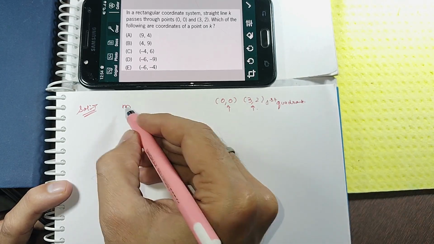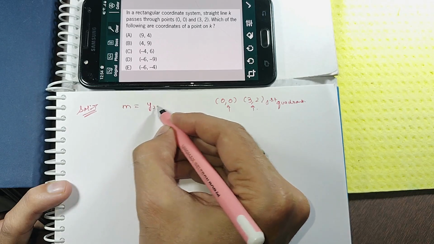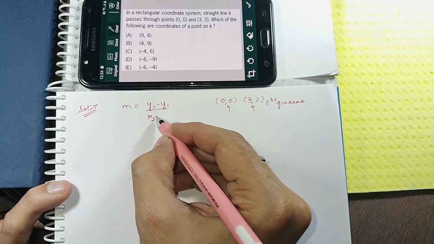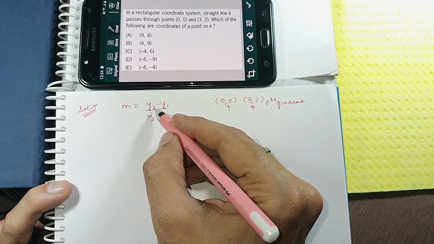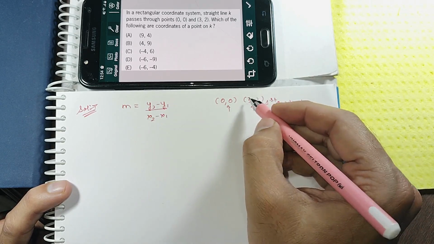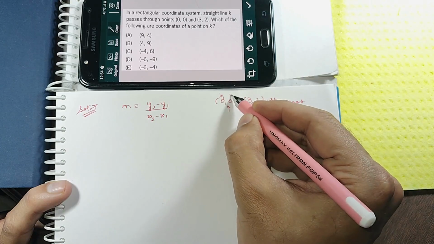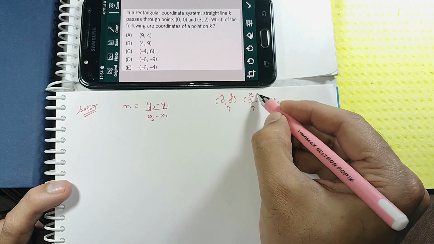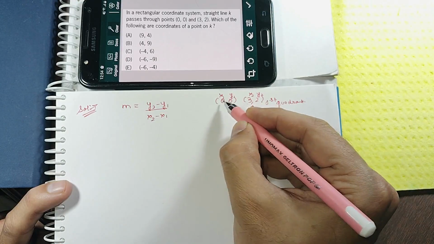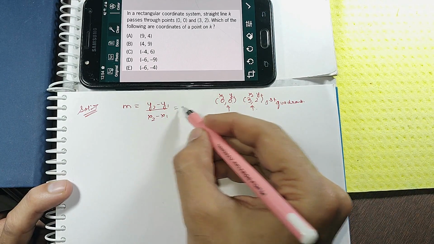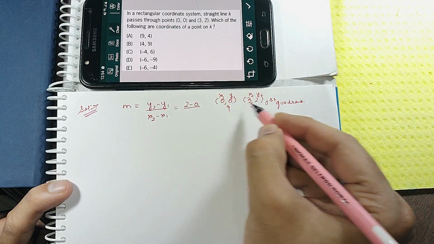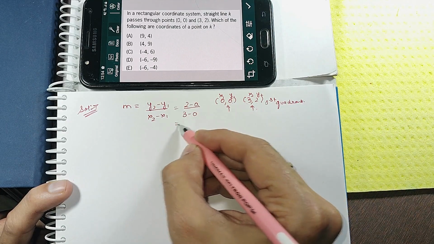Right? Now, slope of a line is equal to y2 minus y1 over x2 minus x1. You can take this in any order, but you have to remember to keep the same order for the numerator as well as the denominator. So now this is x1, this is y1, this is x2 and this is y2. The first is always called the x coordinate and the second one is y. So y2 minus y1 will be 2 minus 0 divided by 3 minus 0. So this will be 2 by 3.